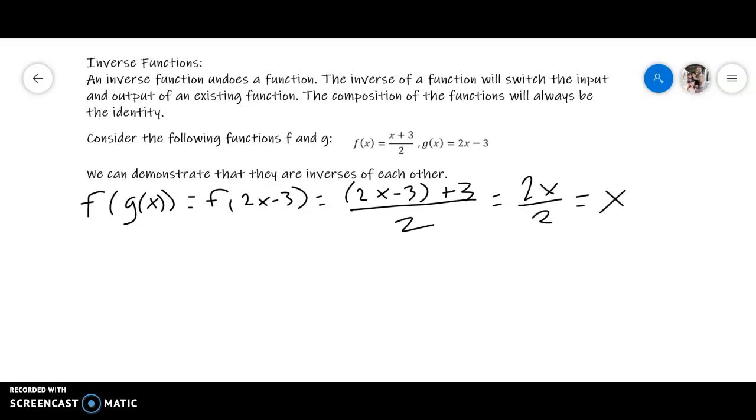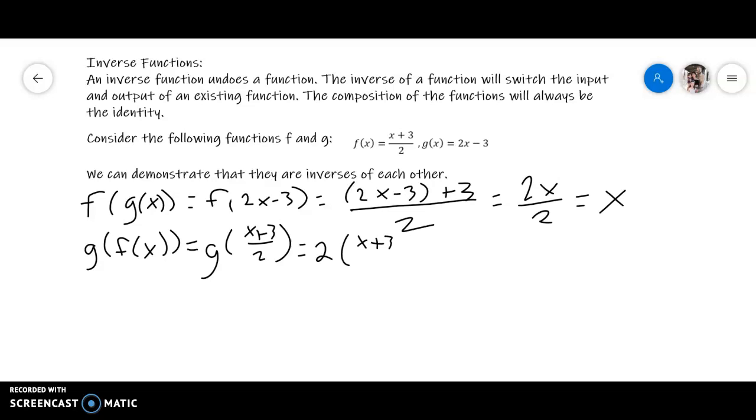Okay? Now if I did it the other way, g composed f. So let's look at how that would be. g of f of x. It's going to be the same idea. g of f of x is (x plus 3) divided by 2. If I put it into my g form, that would be 2 times (x plus 3) over 2, minus 3. Multiplying the 2 here, that cancels out. It gives me x plus 3 minus 3, which is x. Okay? So that's just a demonstration of what an inverse function is.